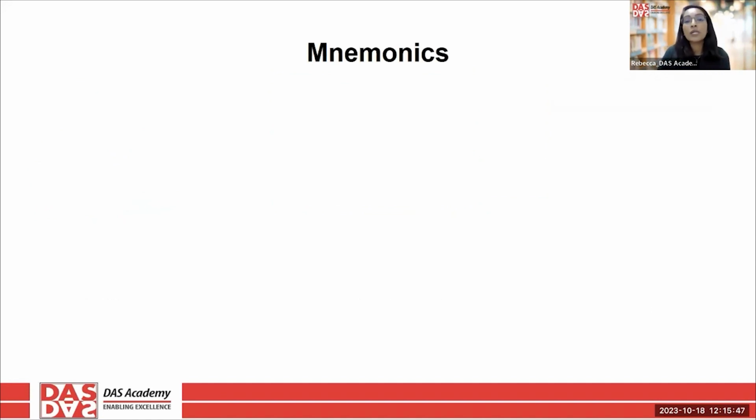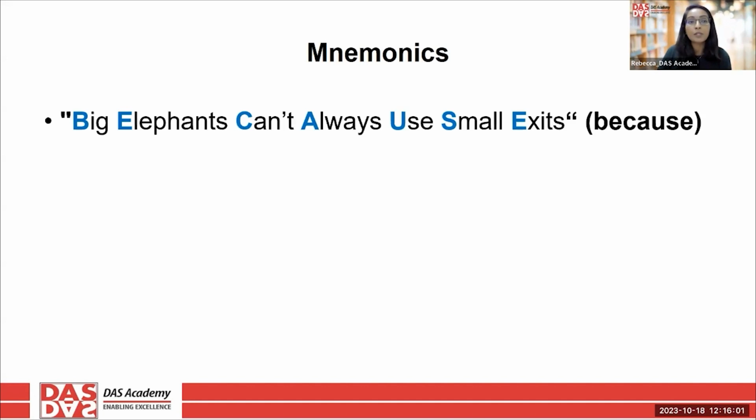Mnemonics. For words that students have continuing difficulties spelling, especially those with repeated letters and sight words, you may use mnemonics to help them remember. I'm going to share with you some examples. For example, over here, "big elephants can't always use small exits" is to spell the word because.